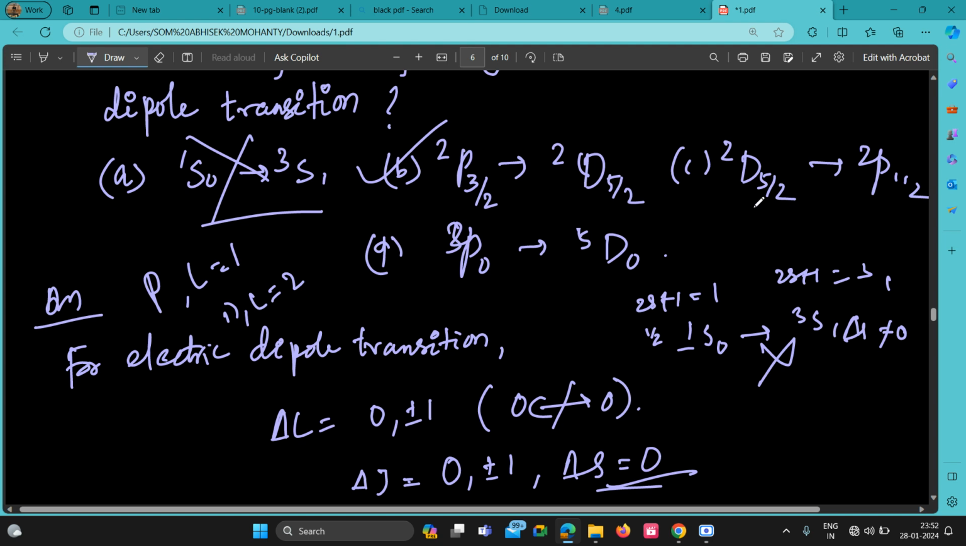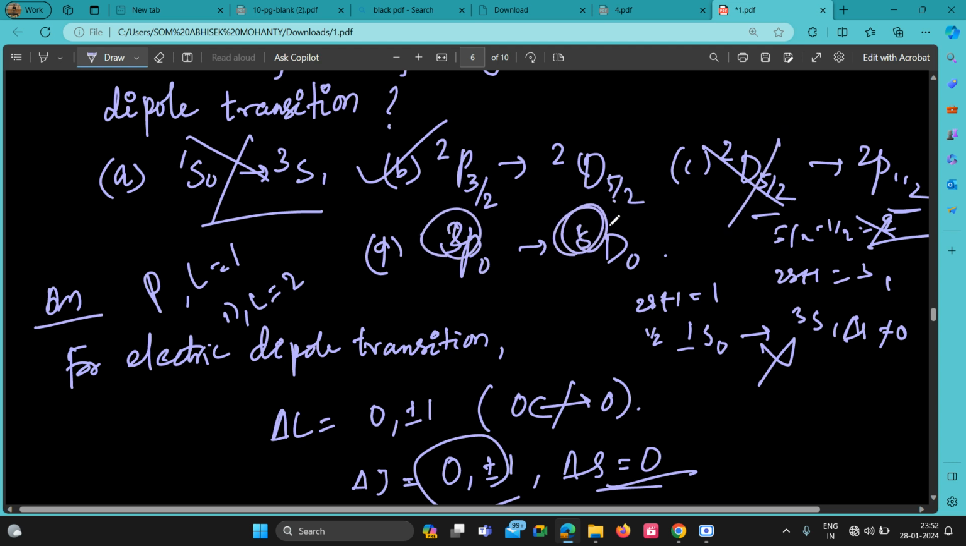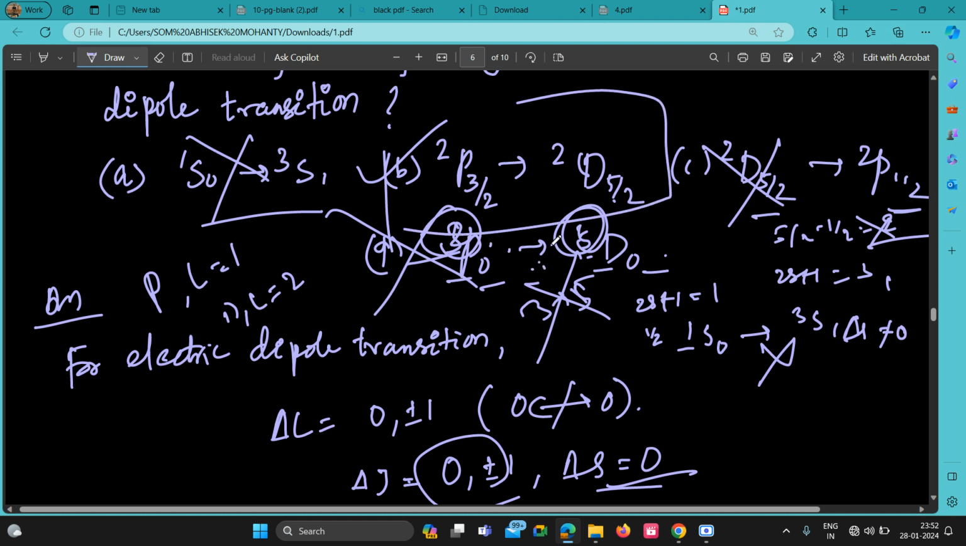Let's see the other options. This one: del J is 5/2 minus 1/2, which is 4/2, that is 2. Del J cannot be 2, so this is wrong. Now this one, 3 to 5: the S values are not the same, even though the J values are the same and del L is plus or minus 1. Del S must be 0, so that is wrong. So the option is this one. Got it? For electric dipole transition, these are the conditions. You can write them again.